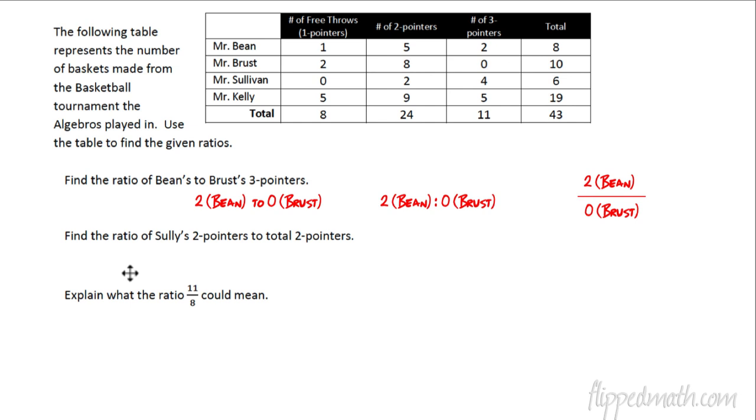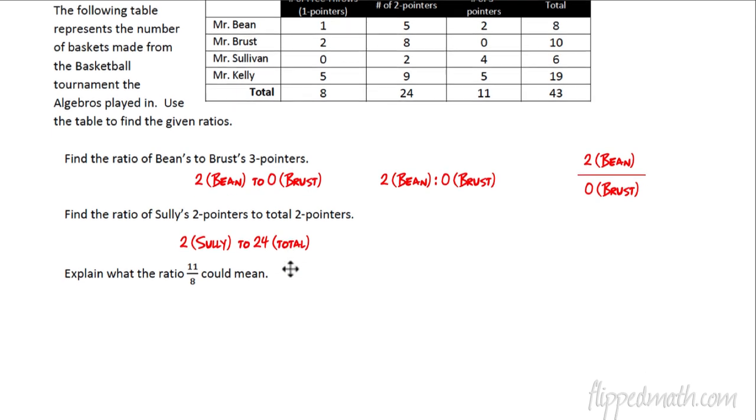All right, let's find the ratio of Sully's 2-pointers to the total 2-pointers. So looking at the table here, Mr. Sullivan, that's Sully, his 2-pointers, that's 2, to the total number of 2-pointers. Well, here's the number of 2-pointers. The total would be at the bottom of that column, so it's 24. So I could write that out like this, again with my units, just to make sure that I'm being very clear.